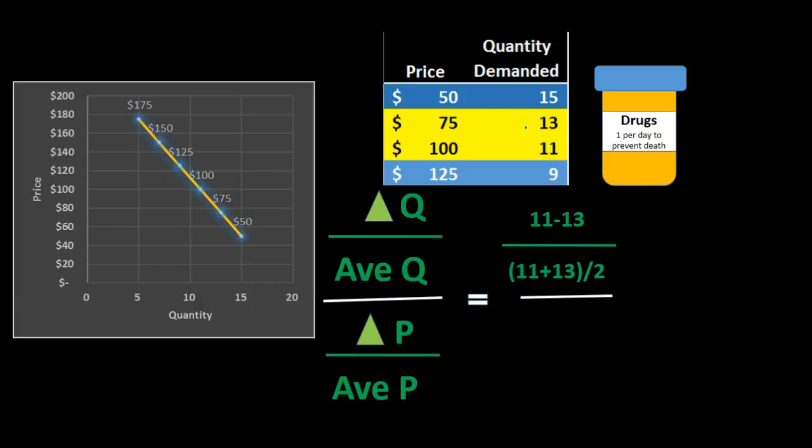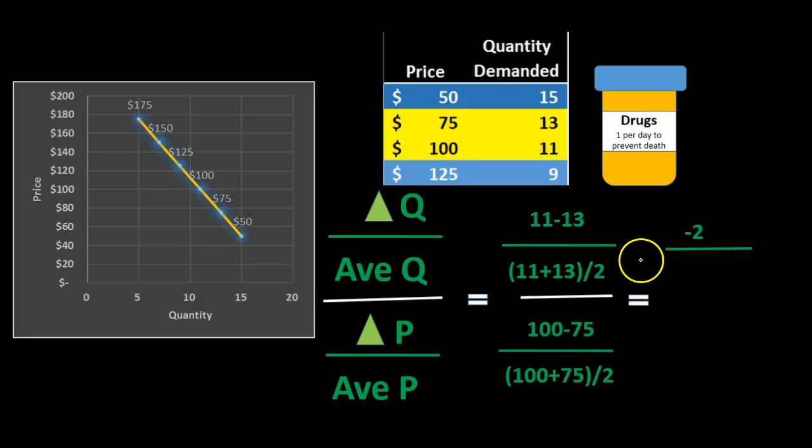We're going to divide that entire thing by the change in price, which is the 100 minus the 75, divided by the average price. The average is the 100 plus the 75, and we divide that by 2. If we do the math here, we'll simplify this down a bit. The 11 minus 13 equals negative 2. We divide that by 11 plus 13 divided by 2, which is the average of 12. Makes sense? 11, 13, average 12.